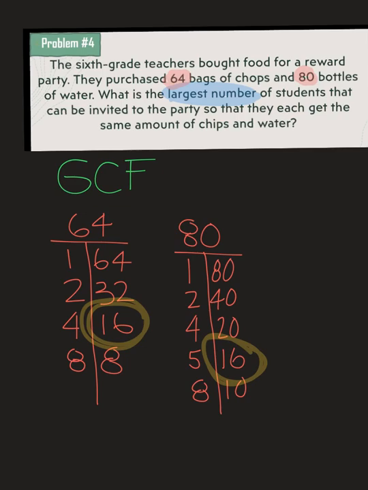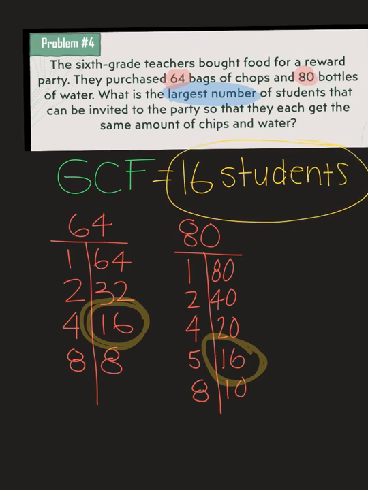So we can say greatest common factor is 16, but what does that mean? Let's look back to the question. It says, what is the largest number of students that can be invited to the party? So it would be 16 students. Make sure you have your units on the problem, please.